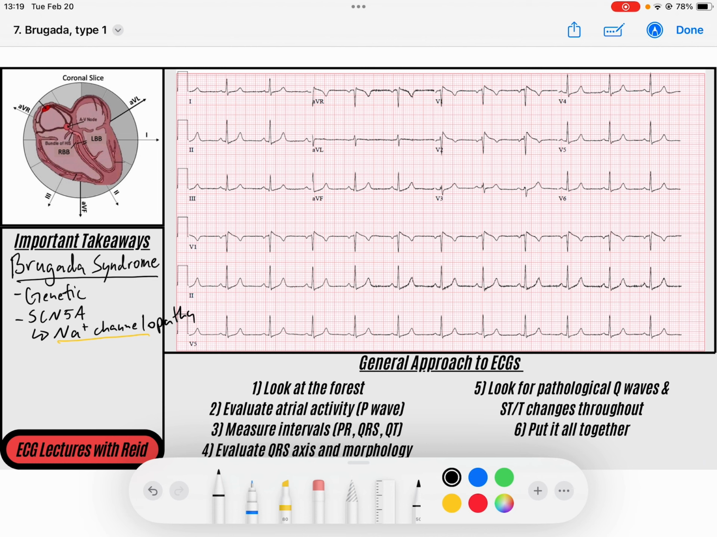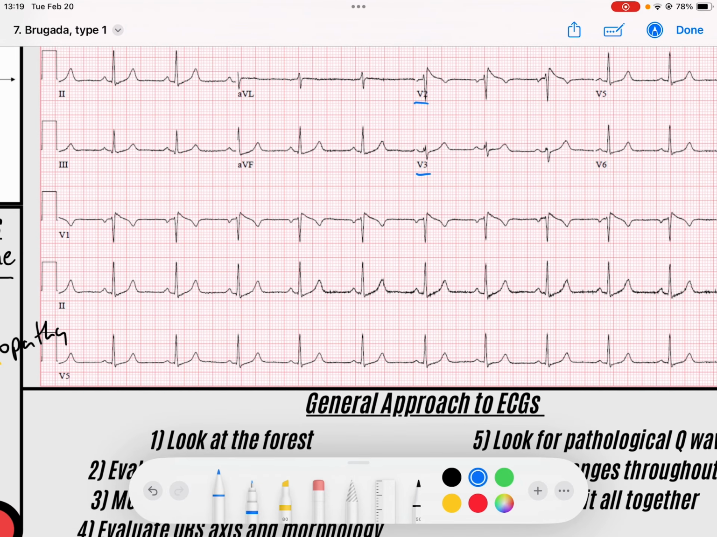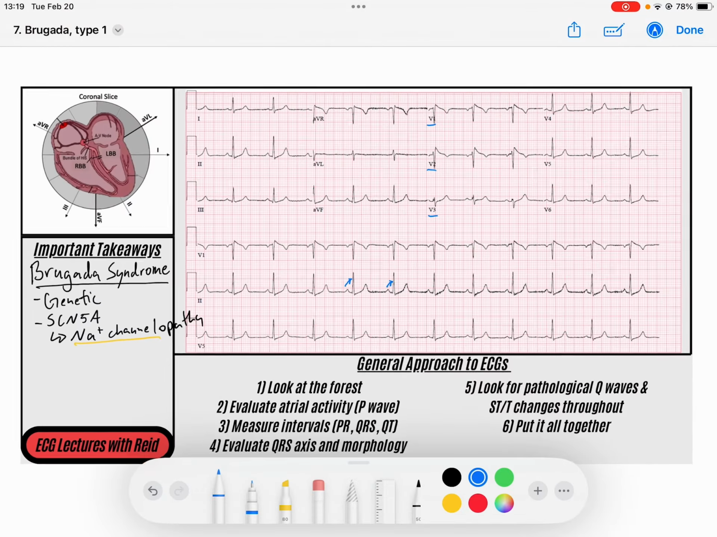And so we look generally in Brugada syndrome in leads V1, V2, and V3. So we're going to be focusing our eyes on V1, V2, and V3. We see here just generally we have a narrow complex rhythm with P waves that conduct to QRS. So this is a sinus rhythm here.